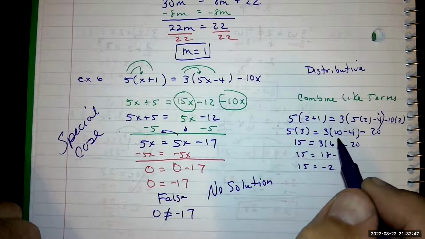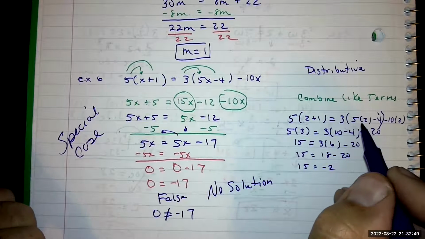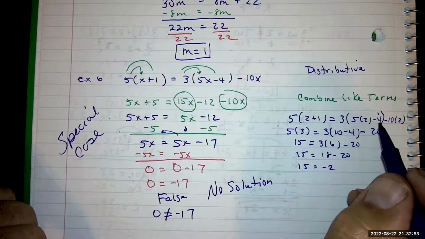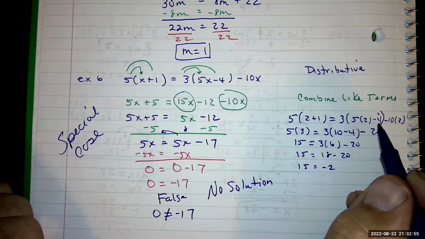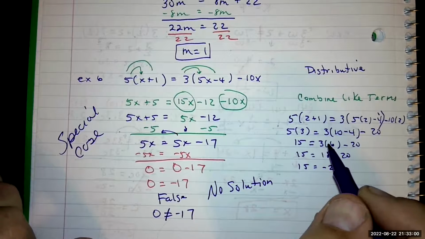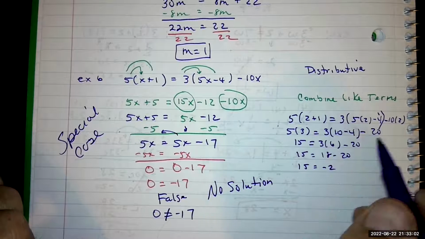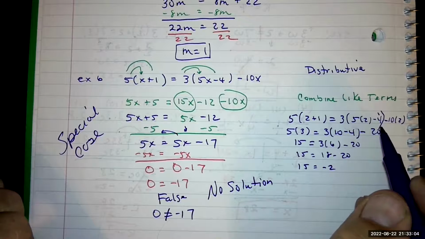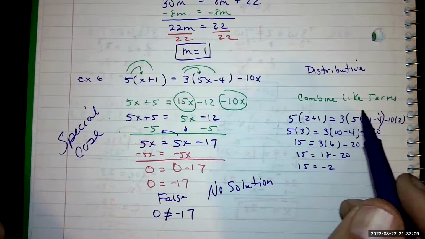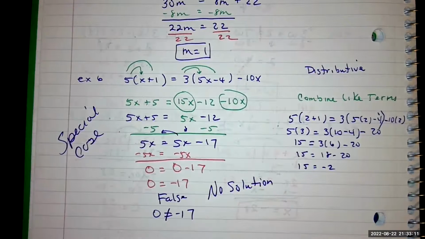I think I messed up my math somewhere. That's 6. So that's 10. That's 6. That's 18. Oh, yeah, and that's 2x. I put 10x. Okay. So you can see that doesn't work. 15 does not equal negative 2. All right, so that's how it works.